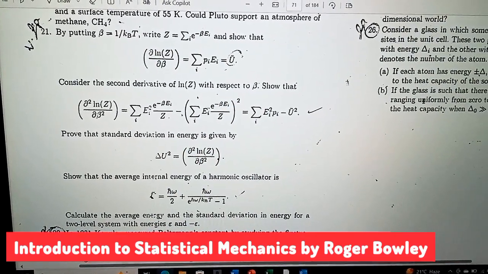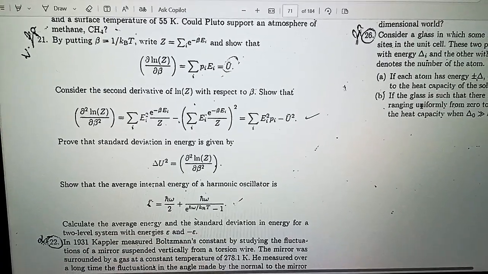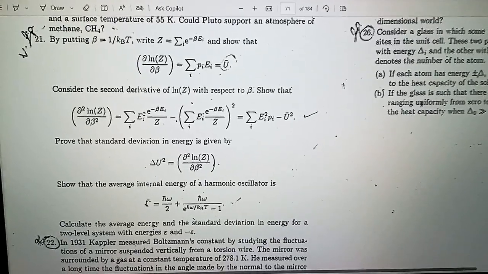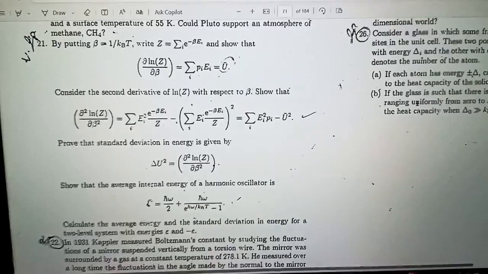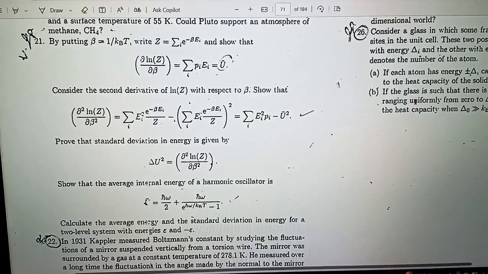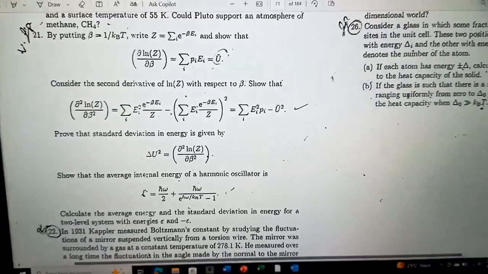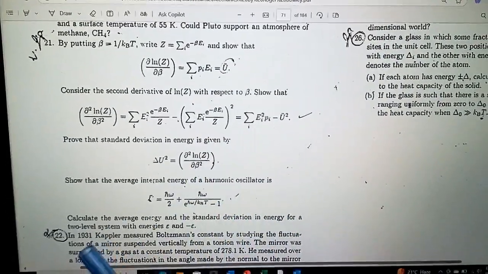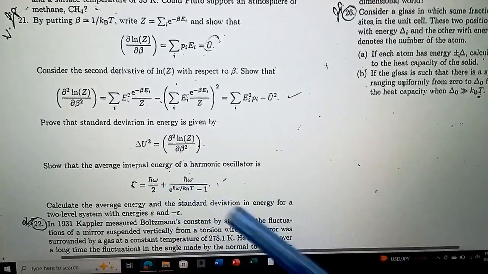In this video, we'll be continuing our solution for problem 21 from chapter 5 of Introduction to Statistical Mechanics by Roger Bowley. This is the continuation of a problem, which means that half of the problem has already been solved in part 1 of this video. I'll share the link to part 1 of the video where we have proved these three relations. Since the video has become really long, I'm doing it in a separate part.